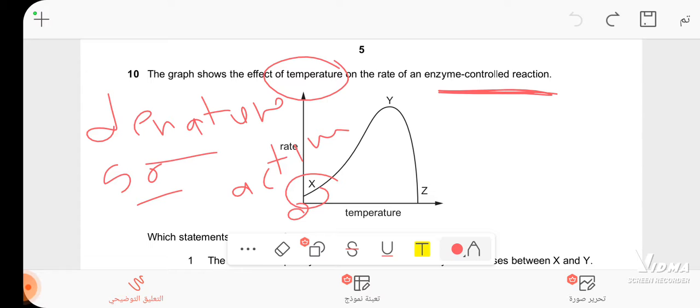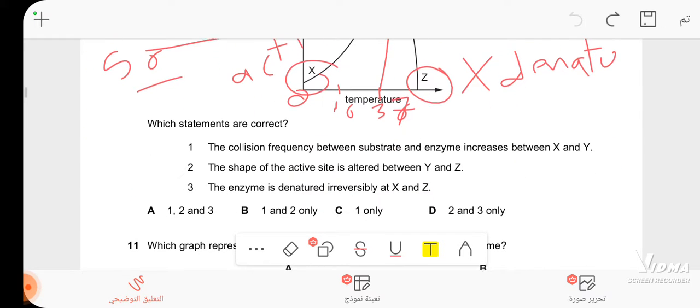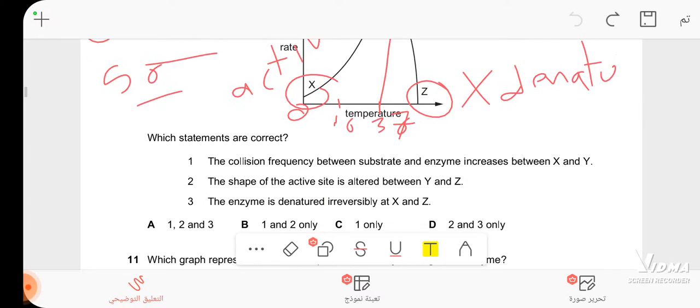As the temperature increased, for example to 10, then up to 37, the optimum temperature. So the enzyme here is very active. And here the enzyme is denatured. Our enzyme does not work here. The enzyme is denatured. So which statements are correct?